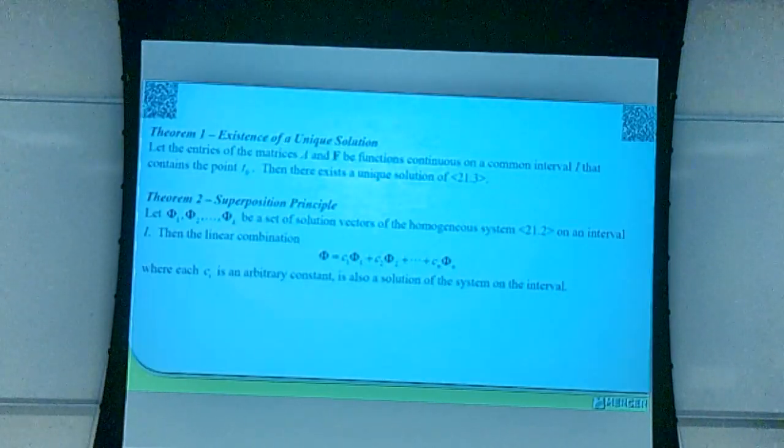Right, existence and the superposition principle. So again, it's the same idea that if you have n equations in n unknowns, you'll have n linearly independent solutions, and any linear combination of those n linearly independent solutions is also a solution. So the general solution would just be C1 times your first, plus C2 times your second, so on and so forth.